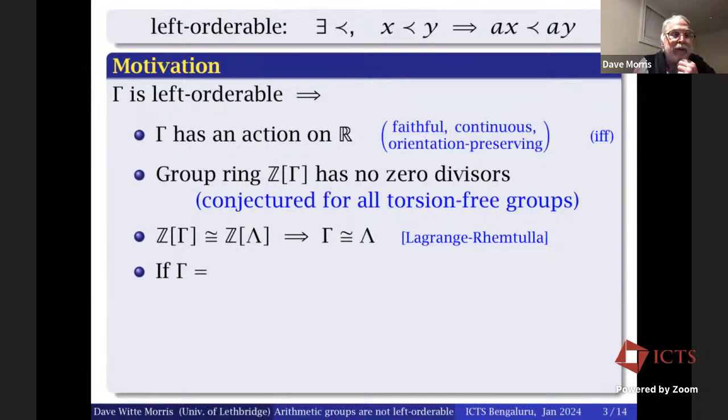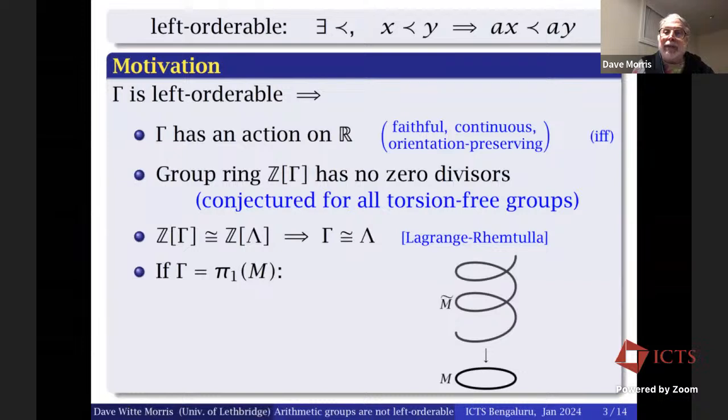Let's say that gamma is left-orderable and it happens to be the fundamental group of some manifold, which I'll call M. Well, M has a universal cover, so there's a projection from the universal cover down to M. There's a covering map, and so M tilde maps down to M. But the point is, if gamma is left-orderable, if the fundamental group of M is left-orderable, then the picture is like this. You can draw the universal cover directly on top of M.